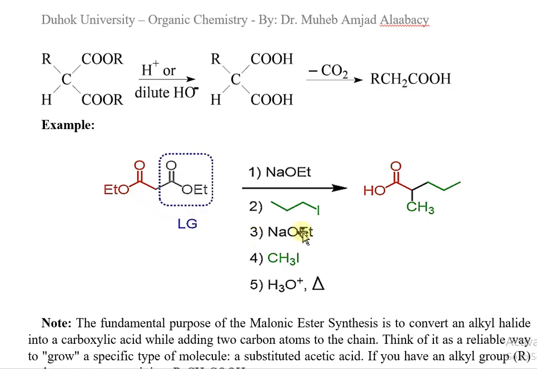Another proton can be removed, giving you CH3, so it will also give you CH3 here. Hydrolysis and heating decarboxylation, this group will be cancelled from the structure to produce this product. Try to write all the steps alone: write the product for step 1, product for step 2, product for step 3, product for step 4, like that, until you go to the final product.